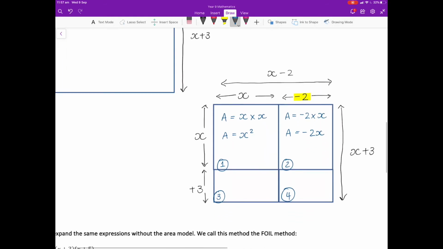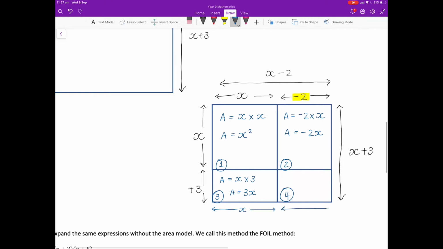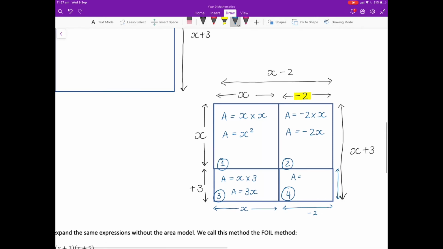Then with rectangle number 3, let's find the area of this. So area is, keeping in mind that's x times positive 3, giving us a total area of 3x. And then last but not least, rectangle number 4. It has dimensions of 3 times -2 for a total area of -6.